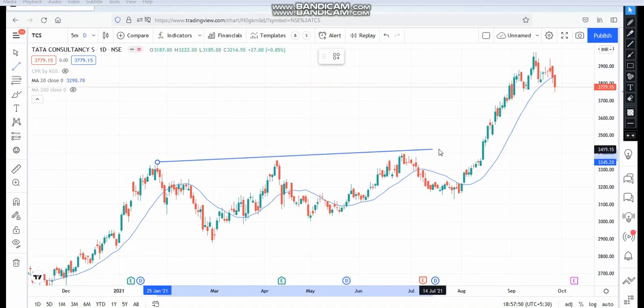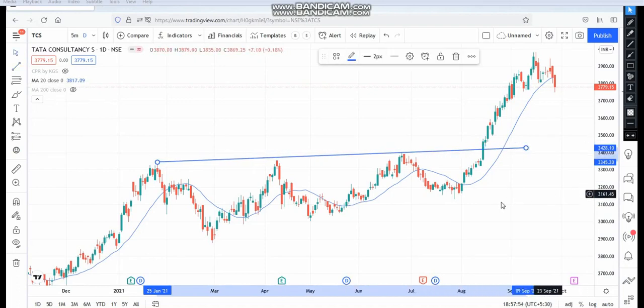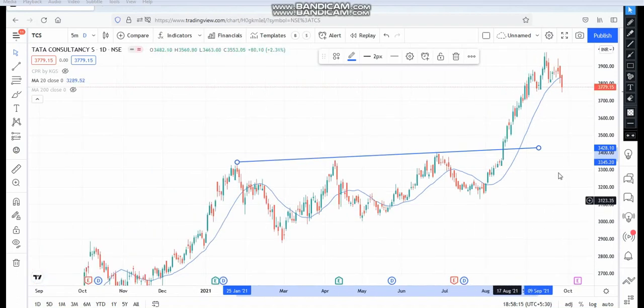Here there is a breakout. Here the market has broken. Here the price was 3,400. From 3,400 it went up to 3,900, almost 600 points. The market has crashed. The counter has crashed now. So this is a type of drawing a trend line. And the next one, this is the second one.